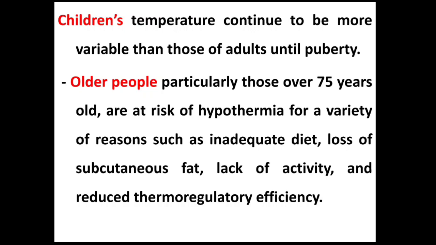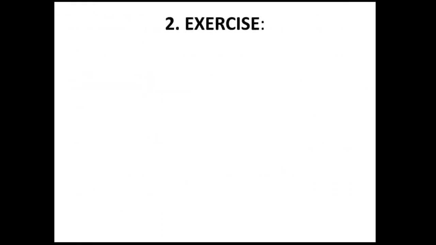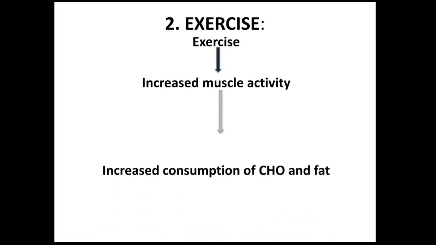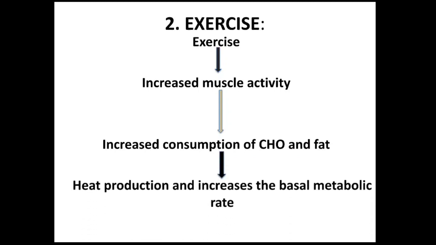Older people above 75 years are at risk of hypothermia due to a variety of reasons like inadequate diet, loss of subcutaneous fat, lack of activity, and reduced thermoregulatory efficiency. The second factor that is affecting the body temperature is exercise. When a person is doing exercise, it leads to increased muscular activity, and there will be more consumption of carbohydrate and fat. That leads to increased heat production, and the basal metabolic rate is increased.